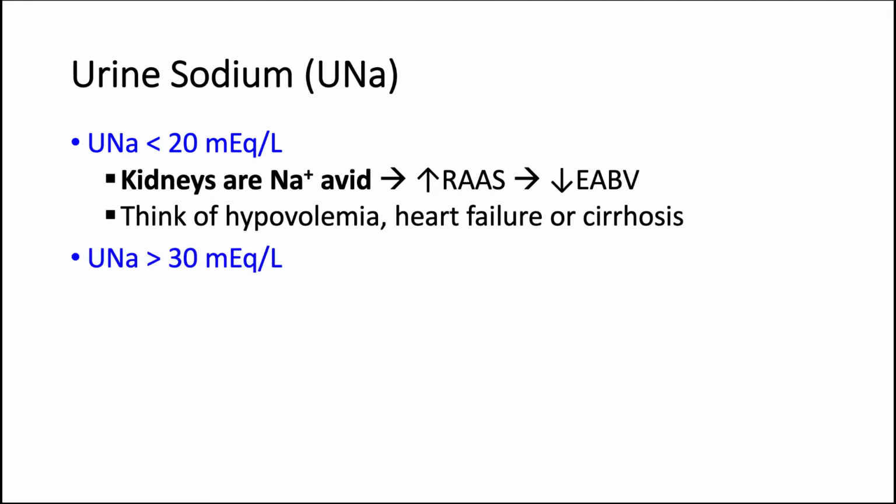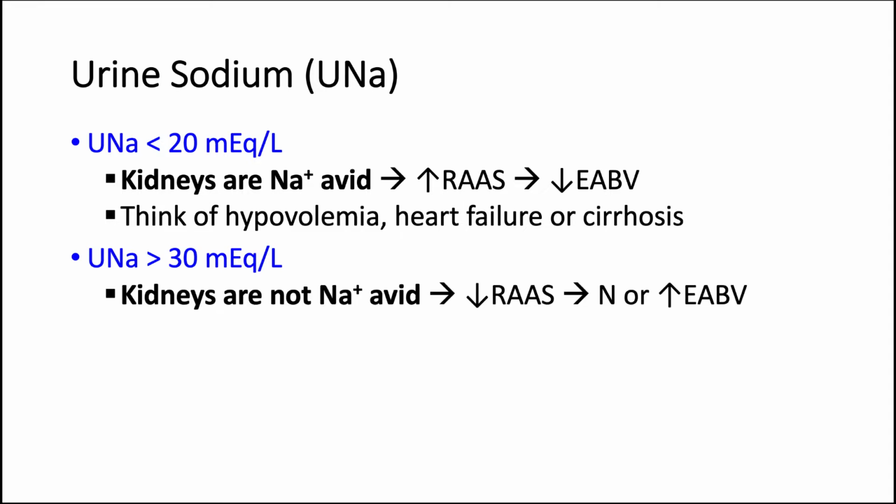Now, if the urine sodium is more than 30, when it's high, that means your kidneys are not sodium avid. Why are your kidneys not sodium avid? Because your RAS system is inactive. And why is your RAS system inactive? Because your effective blood volume is either normal or elevated.